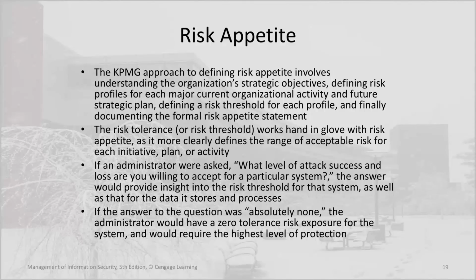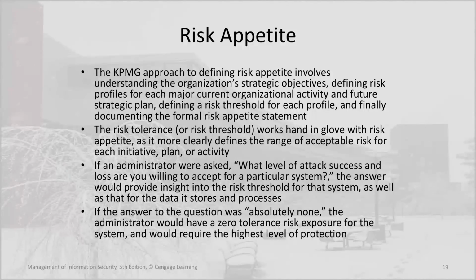The KPMG approach to defining risk appetite involves understanding the organization's strategic objectives, defining risk profiles for each major current organizational activity and future strategic plan, and defining a risk threshold for each profile, then finally documenting the formal risk appetite statement. The risk tolerance or risk threshold works hand in glove with risk appetite as it more closely defines the range of acceptable risk for each initiative, plan, or activity.